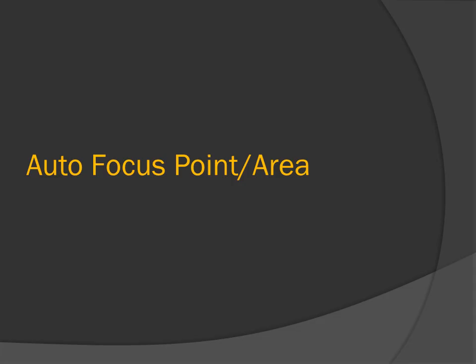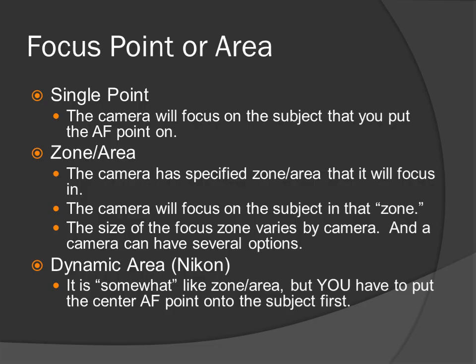Autofocus point or area. Single point. The camera will focus on the subject that you put the single autofocus point on. Zone area. The camera has specified zones or areas that it will focus in. The camera will focus on the subject in the zone. The size of the focus zone varies by camera, and a camera can have several options, as you will see in the next slide. Dynamic area, Nikon. It is somewhat like zone area, but you have to first put the autofocus point onto the subject. The camera will not search.